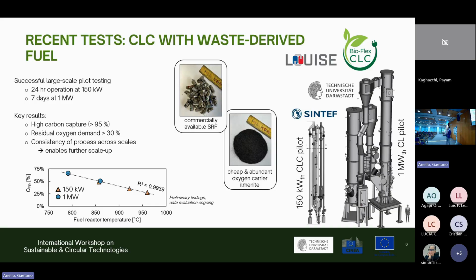So here we're talking about oxygen demands on the scale of more than 30% throughout these tests, which is not very beneficial for the technology, because obviously the higher this value gets, the lower is the benefit we have from this CLC technology.